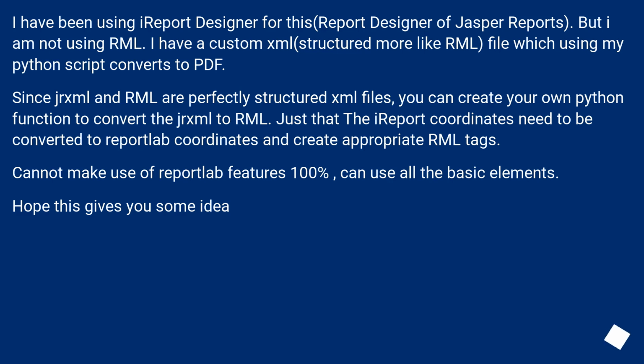I have been using iReport Designer, the report designer of Jasper Reports, for this. But I am not using RML. I have a custom XML structured more like an RML file which my Python script converts to PDF. Since JRXML and RML are perfectly structured XML files, you can create your own Python function to convert the JRXML to RML. Just that the iReport coordinates need to be converted to ReportLab coordinates and create appropriate RML tags. Cannot make use of ReportLab features 100%, but can use all the basic elements. Hope this gives you some idea.